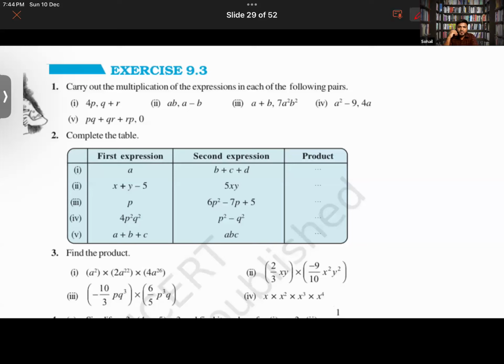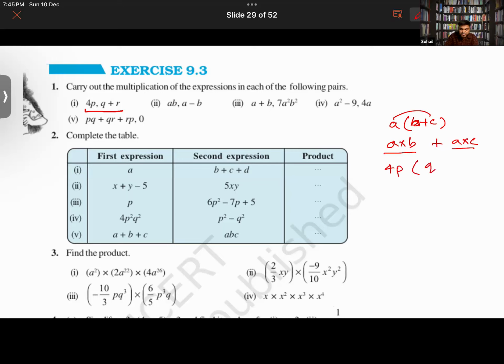Sir, in exercise 9.3, first question, how to do? First question, that is also very simple, no? You see, for example, 4p and q plus r. It's the same as a times b plus c, right? Thereby, it becomes a multiplied by b, and then you multiply a with c, that is a times c. A b plus a c. Exactly. So the same thing you have to carry out here as well.